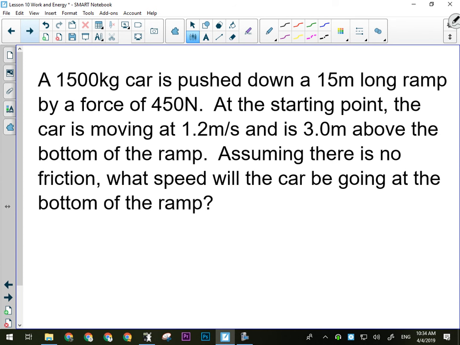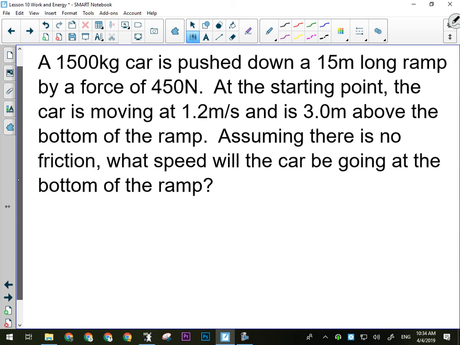Okay, we did one like this yesterday, an object on a ramp. So there's a couple of ways to do this one, but I want to see which way you use. There's more than one way. Try and solve this one.